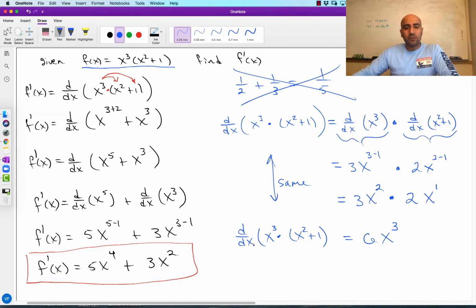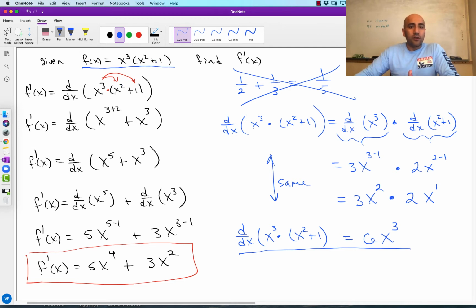The derivative with respect to x of the product of x cubed times x squared plus 1 is equal to 6x cubed, based on this idea that we maybe instinctively think might be true, but in fact it is wrong, right? And it's wrong, if nothing else, because it doesn't equal the thing we already know is true, right? This follows solid mathematical thinking. There are no assumptions here.